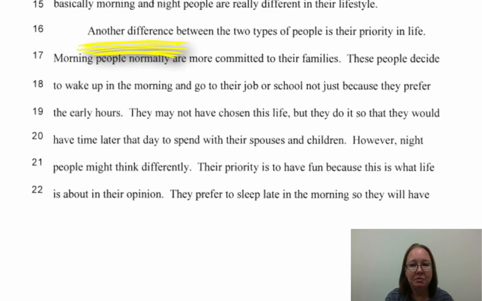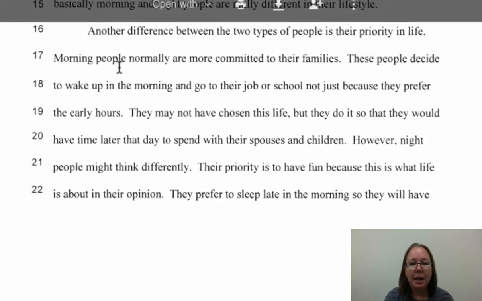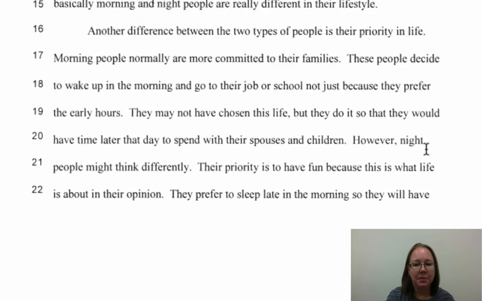In the second body paragraph, the writer uses another transition. We have another difference. So we know that this paragraph is the second difference. And the writer tells us what that difference is, their priority in life. So then in the body of this paragraph, the writer first talks about morning people and who they are committed to, what their priority is. Then the writer gives us some details and examples of that. And then there's a transition, however, to switch over and talk about night people. So then the details are about the priorities of night people.